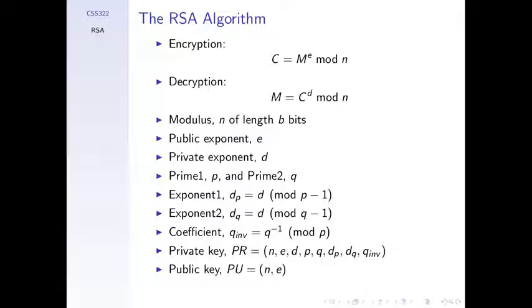So we can think of the private key in fact as being the set of parameters n, e, d, p, q, the 2 exponents d subscript p, d subscript q, and the inverse of q. And the public key being n and e. So for the private key, all values must be kept private, must be kept secret, except N and E, because N and E are part of the public key. They can be made publicly available, but all those other values must be kept secret.